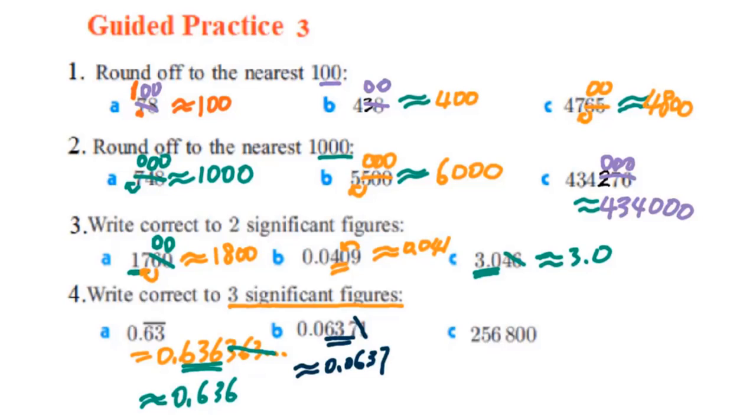For C, we need 3 significant figures from the front. So we have these 3. Then cross out the 8. You have to change into zeros. But this 8, you have to round up. Therefore, we have 257000.